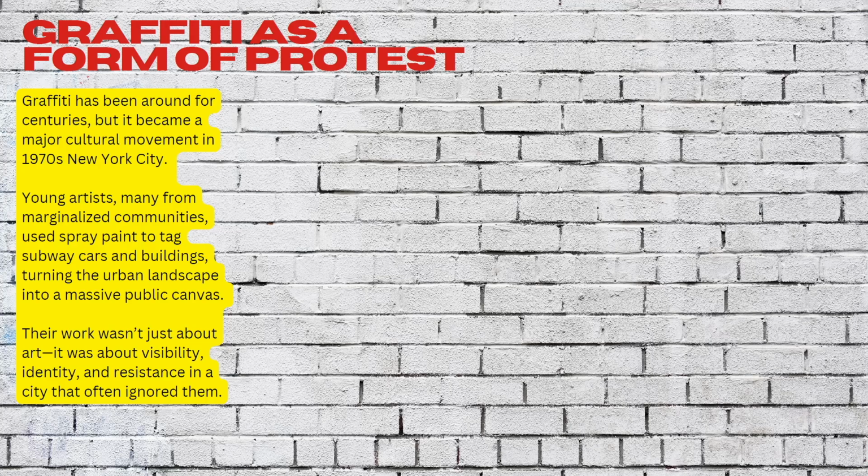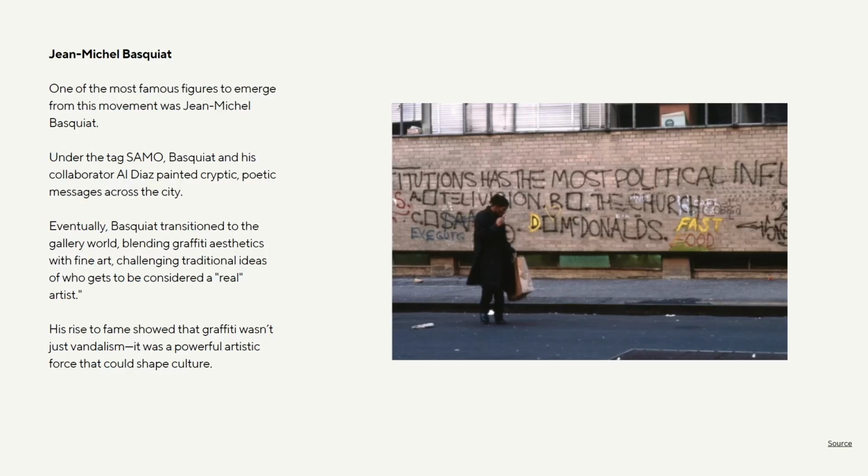We saw early graffiti with our Roman piece on the very first slide, but it really became a cultural movement in the 70s in New York City. Young artists, many from marginalized communities, used spray paint to tag subway cars and buildings and turn that urban landscape into a massive public canvas. Their work isn't just about art, it's about visibility, identity, and resistance in a city that has oftentimes ignored them. So let's take a look at some of them.